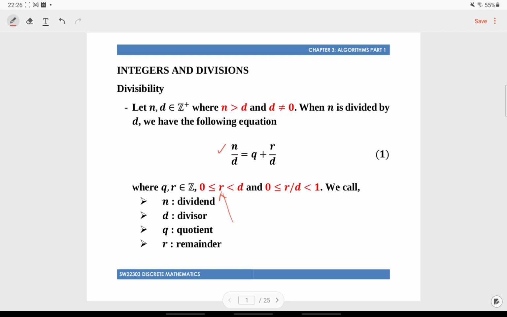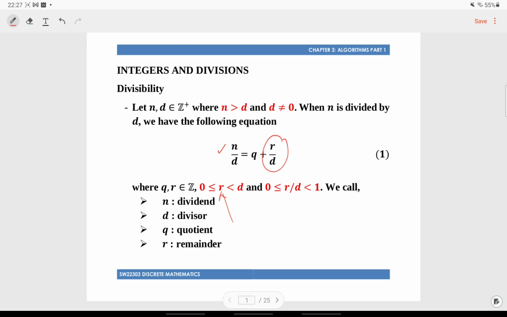When it is not equal to 0, it must be smaller than d. And the value of r over d is greater than or equal to 0, and if it is not equal to 0, it is less than 1. That means if r is not equal to 0, the value of r over d is 0 point something. It's between 0 and 1.